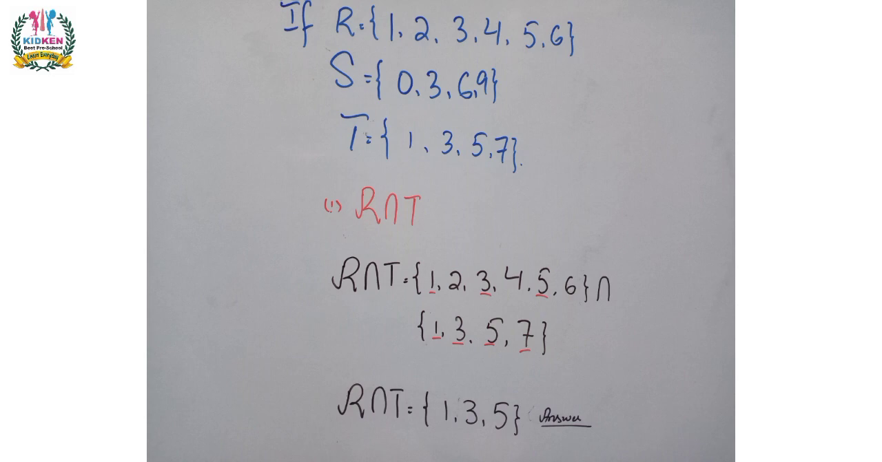Means R has the values 1, 2, 3, 4, 5 and 6, and T has the values 1, 3, 5 and 7. So the common values are 1, 3 and 5. Simply we can write 1, 3 and 5, because these three values are common in R intersection T. So this is the final solution of R intersection T.